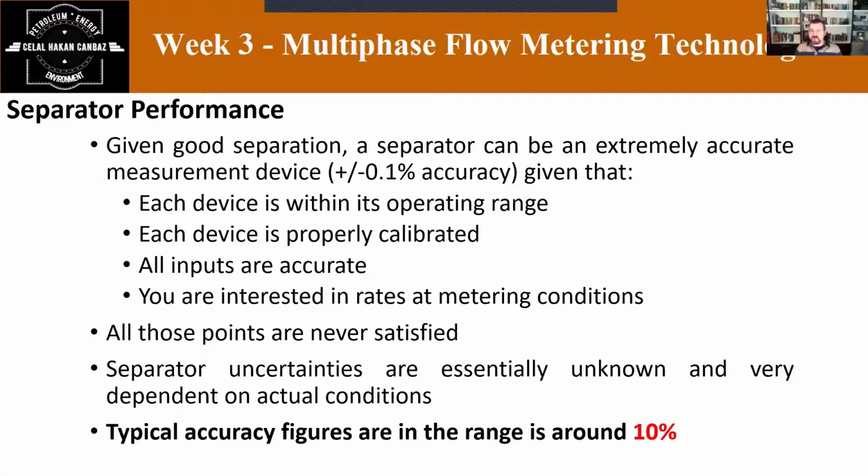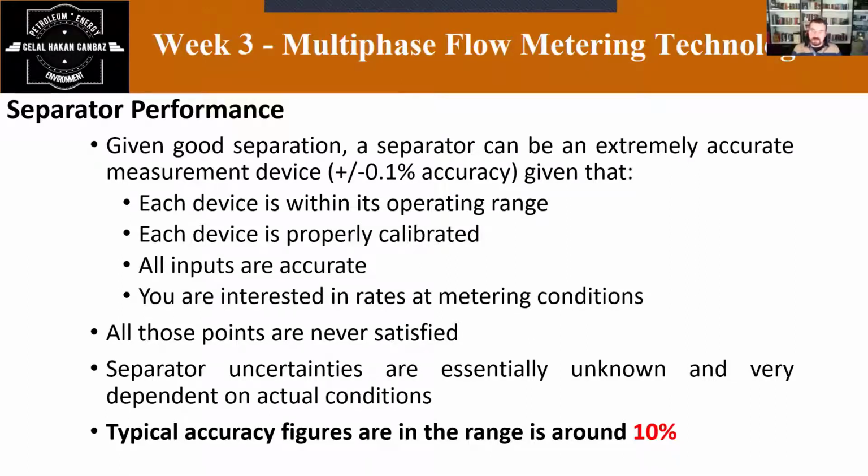Even in these conditions, the separator can show you plus minus 0.1 accuracy. But in these measurements, you have to ensure that each device is within its operating range. Each device is properly calibrated on time. All inputs are accurate, and you are interested in rates at metering conditions. So I am assuming that everything is on the way, all devices and sub tools are working correctly. But this is theoretically, of course.